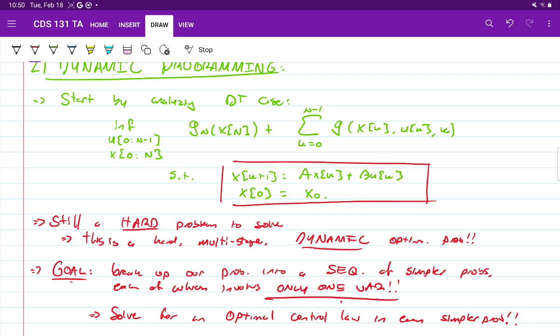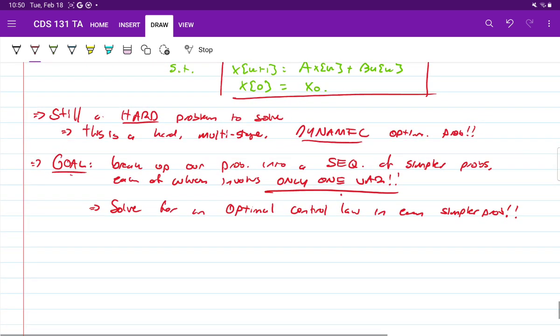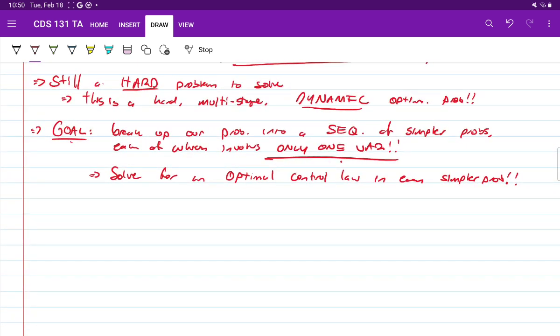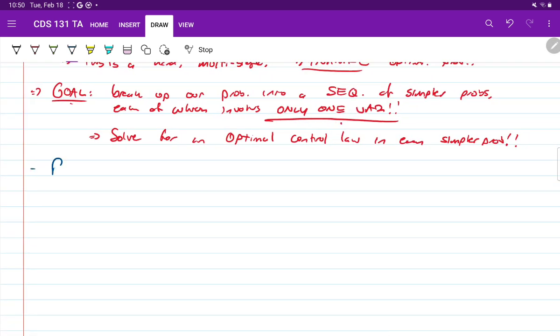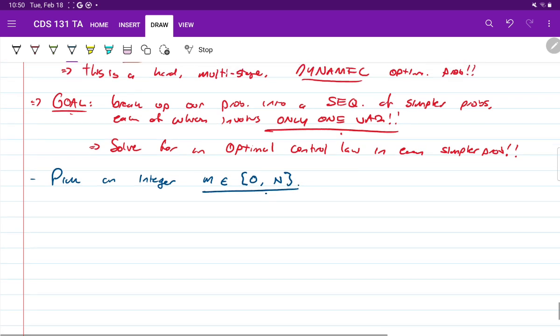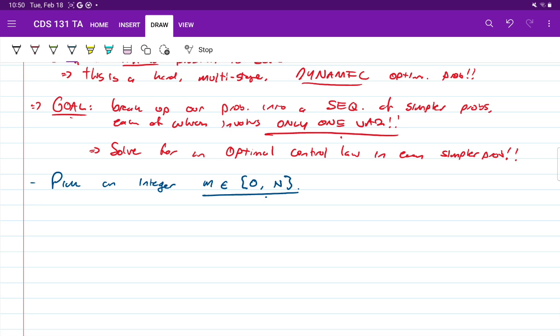Well, let's start by splitting our problem into two halves. I'll pick some integer m, which belongs to 0 up until time N, and I'll split it along that line. Let's see what happens when we do this. So let's go ahead and split our cost function into the cost before time m and the cost after time m.